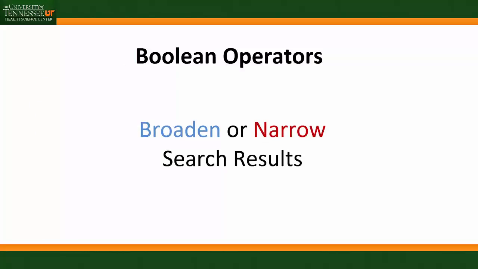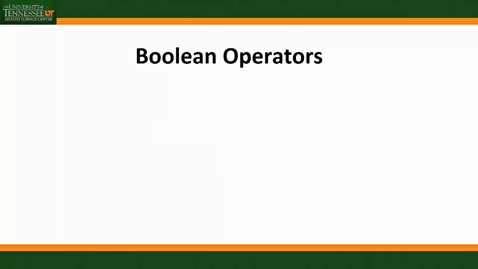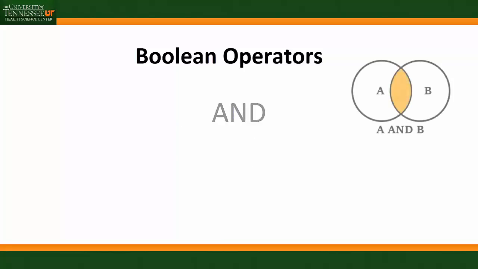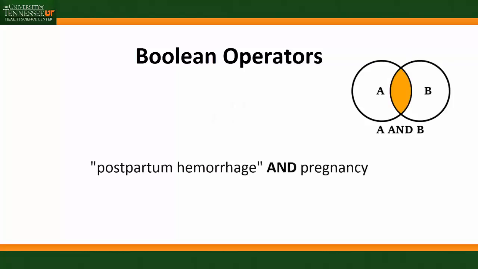When searching, you can use Boolean operators to either broaden or narrow your search results. And is used to narrow your search by combining together two separate topics. Using and between postpartum hemorrhage and pregnancy asks the database to find articles that contain both of these concepts.